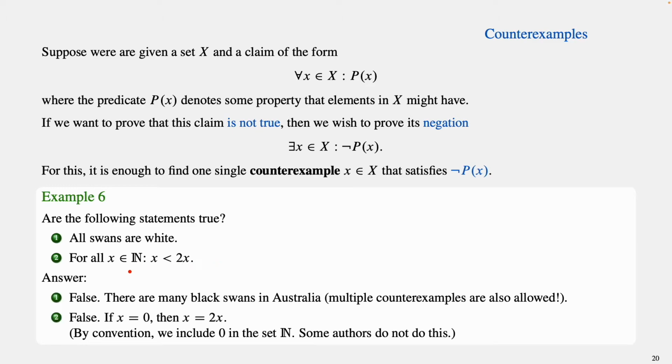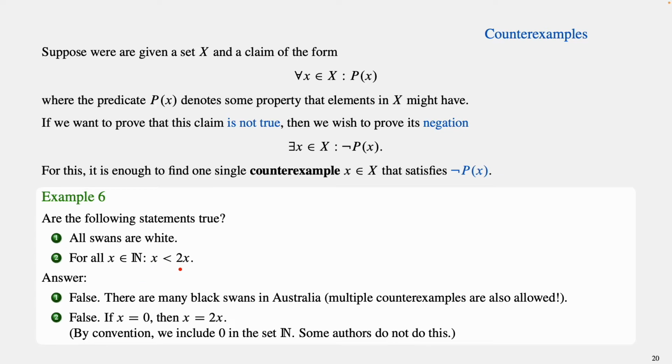Both are false, and we use counterexamples to show it. So the first one is false because if you've ever been to Australia, for example, you would have noticed that there are many, many black swans on this earth. So yeah, even multiple counterexamples are allowed. It doesn't have to be precisely one.